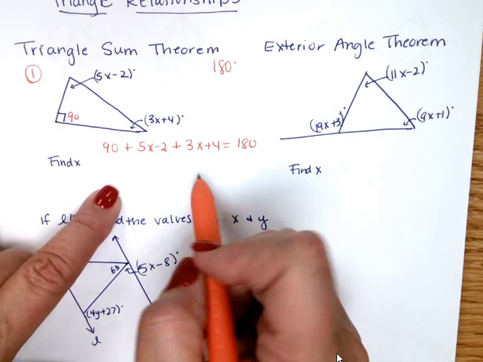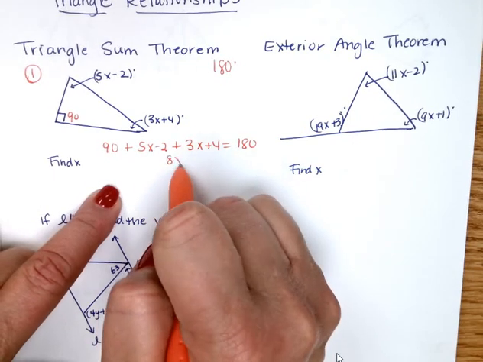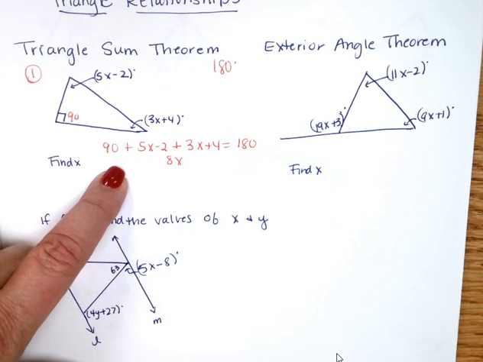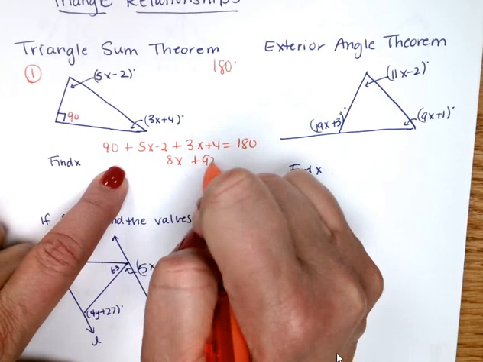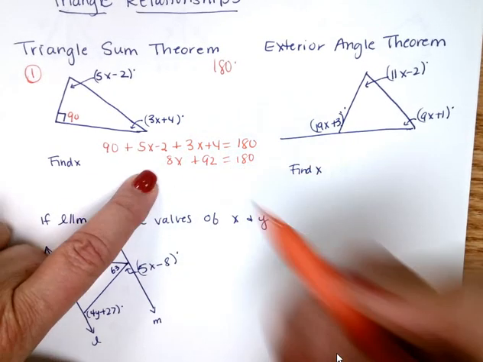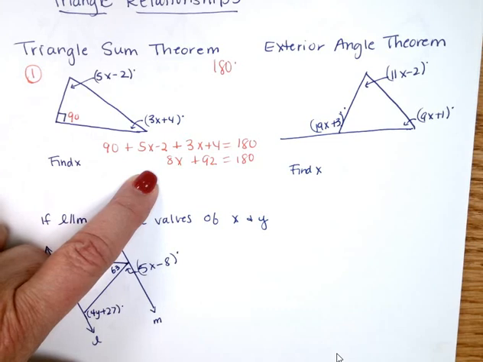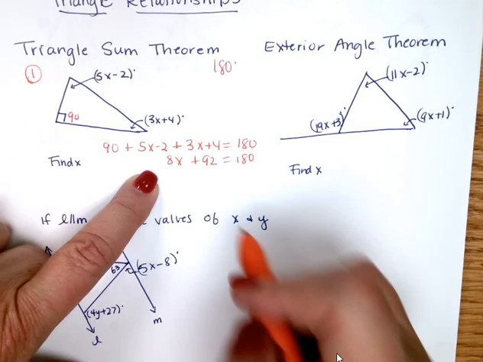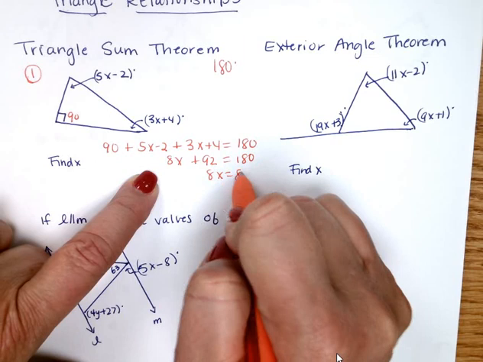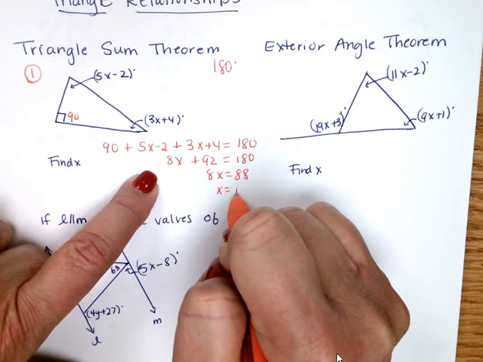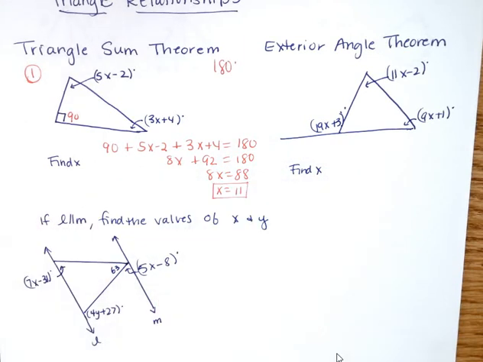Let me combine my like terms. So 8x, then I have 90 plus 92 equals 180. Subtract my 92 from my 180. So 8x equals 88. Divide by 8, and my x equals 11.